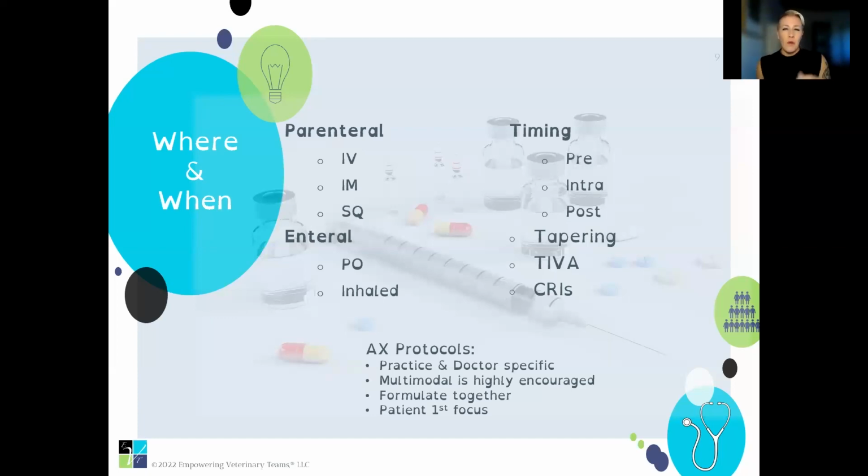So parenteral is avoiding the oral route, right? So this is IV, IM, and sub-Q. And think about which medications can go where, right? So if you're doing hydromorphone as part of your pre-op, making-them-feel-better protocol, remember, if you do it intramuscularly, what's going to likely happen, especially for your canine patients, right? So be prepared for that.